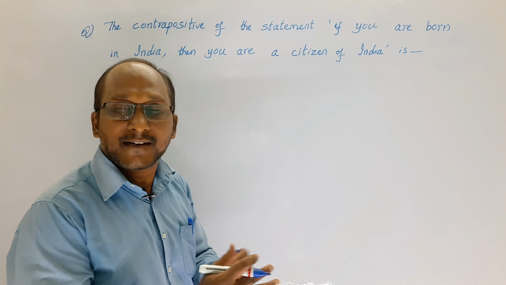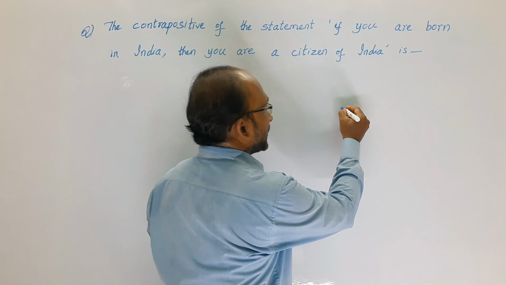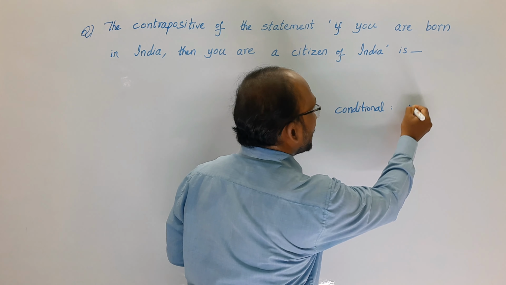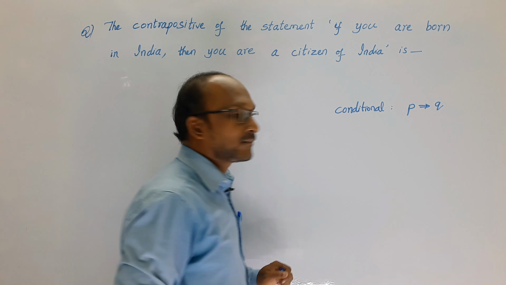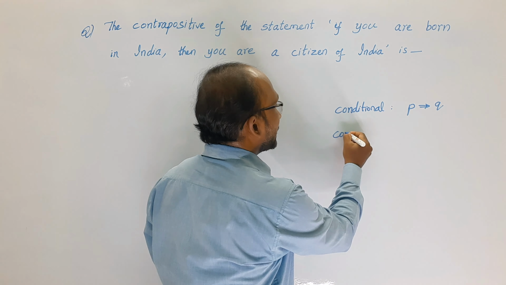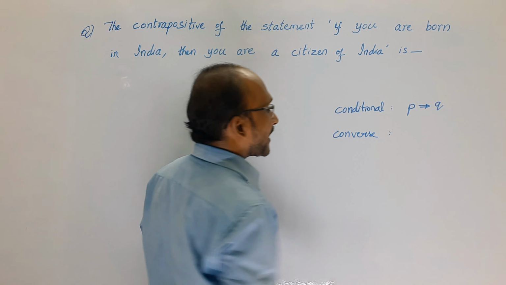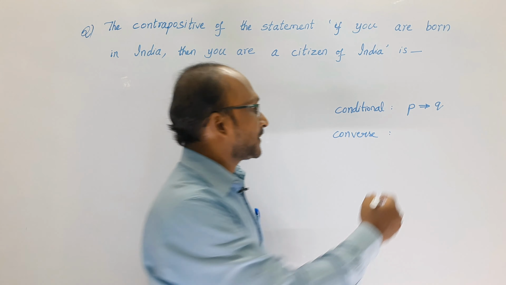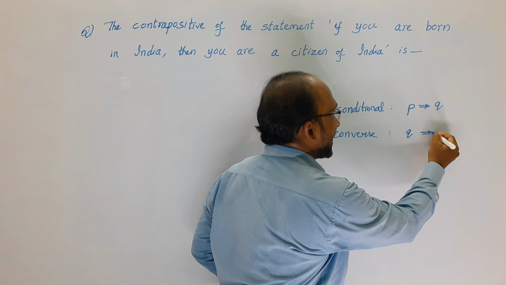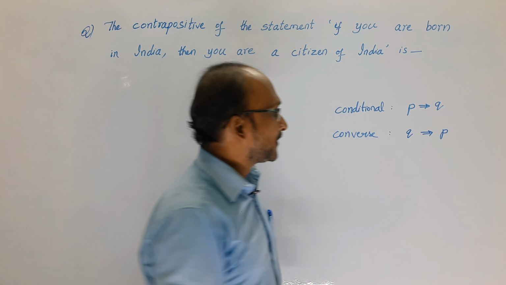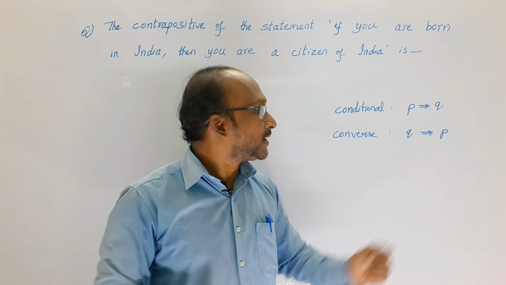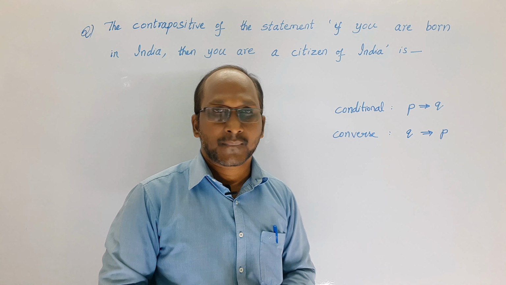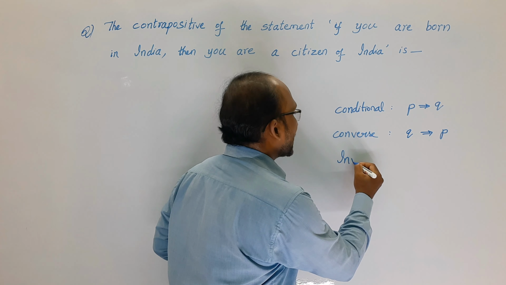Now let us see the different forms of a conditional. If the given conditional is P implies Q, then its converse means we have to interchange hypothesis P and conclusion Q. It means Q will be the hypothesis and P will be the conclusion. If you interchange hypothesis and conclusion, you will get the form called converse.